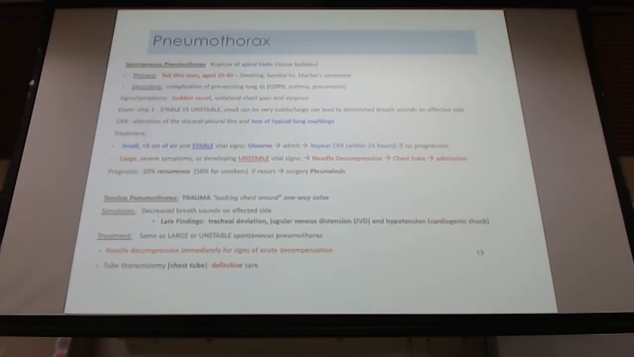Pneumos, again, we showed you that little picture of those apical blebs. Tall, thin people are at higher risk for developing those because of the tension on the chest wall.